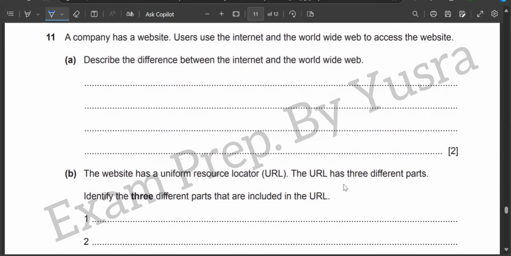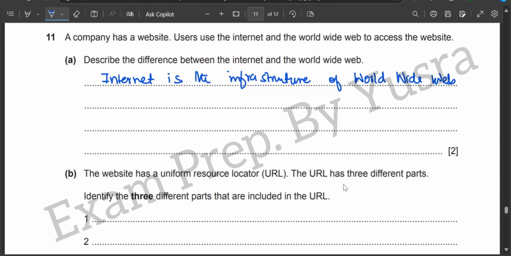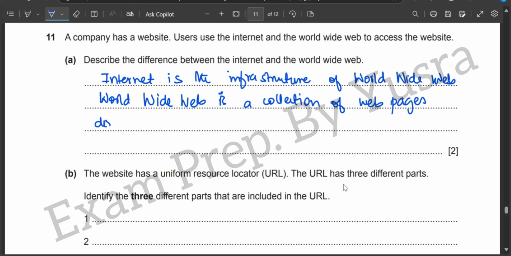Then it says a company has a website. Users use the internet and the World Wide Web to access the website. We have to describe the difference between the internet and the World Wide Web. So the internet, we know, is the infrastructure of the World Wide Web. And the World Wide Web is a collection of web pages displayed on the website.